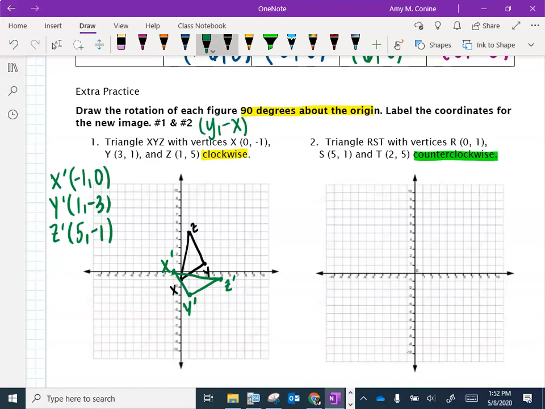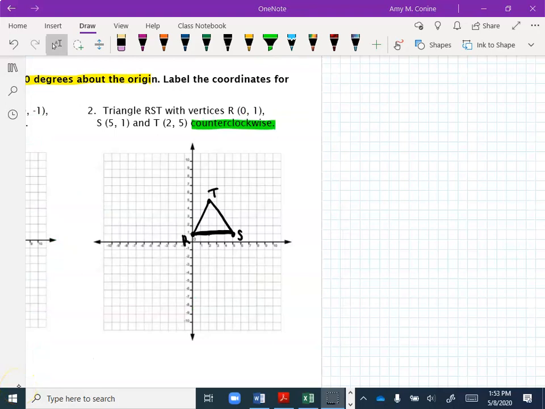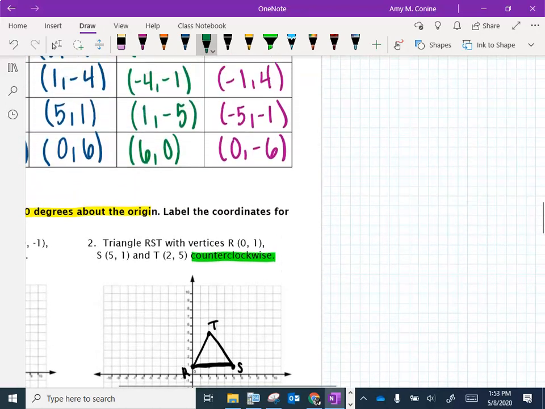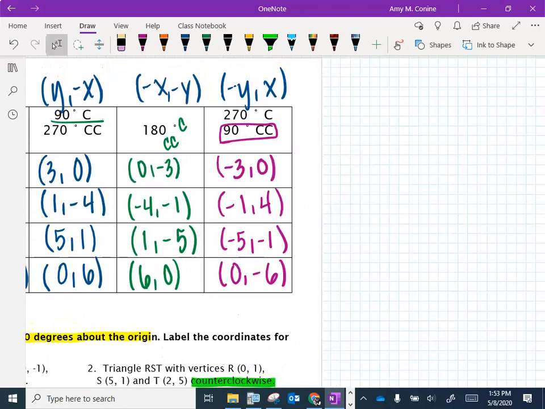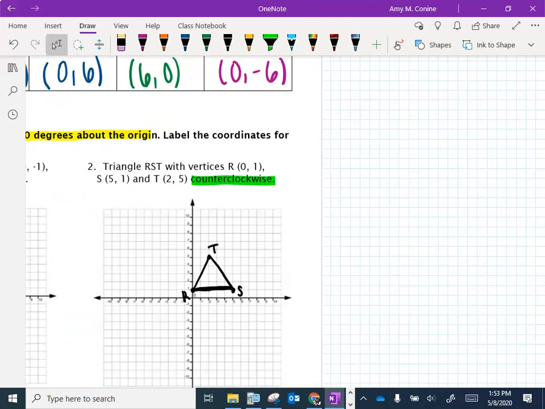For number 2, we have triangle RST with vertices listed. So go ahead and do your pre-image. All right, so there's our pre-image RST, and we're doing 90 degrees counterclockwise here. 90 degrees counterclockwise is this last column. It's going to be opposite Y, X. So I'm just going to write that.